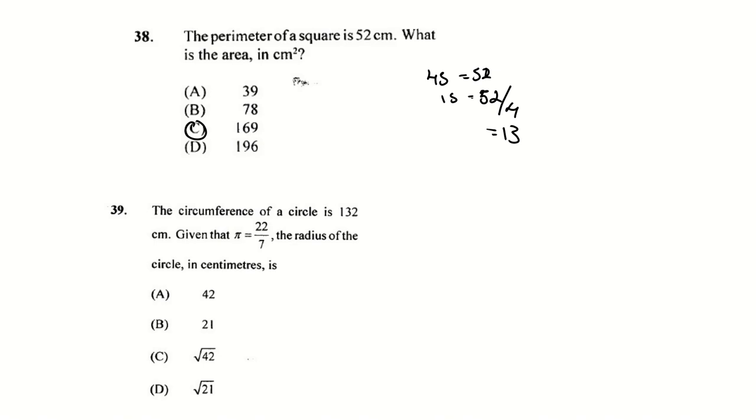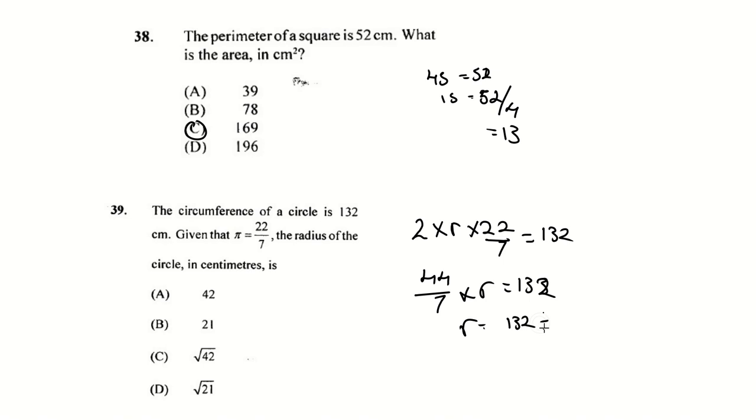The circumference of a circle is 132 centimeters. The radius is, so we're talking about the radius, so it's 2 multiplied by radius multiplied by 22 over 7 is equal to 132. So that's 44 over 7 multiplied by radius is 132. So my radius would be 132 divided by 44 over 7. 132 divided by 44 over 7 is 21. So the answer is 21, B.